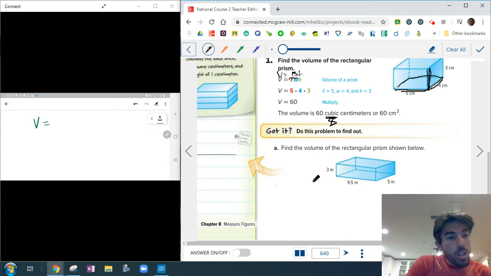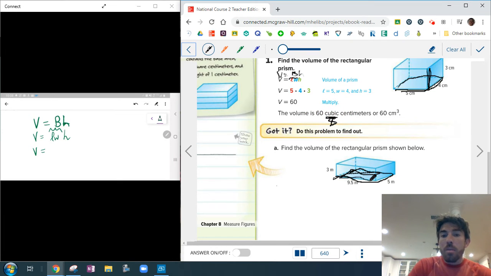First step, write the formula. That's the general formula for a prism, but I know that it's a rectangular prism, and I know the area formula for a rectangle is LW, and this is supposed to be an H, it looks like an L. And then I'm going to multiply that by the height. Looking back over here, I'm going to call this my base.